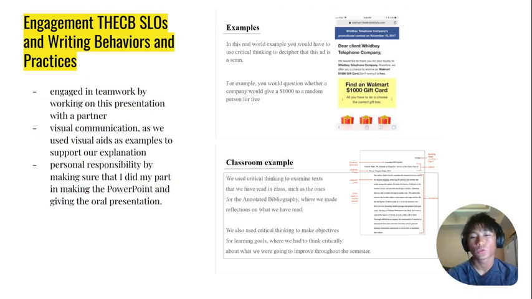Throughout this assignment, we have also engaged in THECB SLOs and writing behaviors and practices, first of all, by engaging in teamwork, by working on this presentation with a partner. I worked on this presentation with my partner, Annabella. We also engaged in visual communication as we use visual aids as examples to support our explanation. On the upper right is an example of how we use a visual aid. Here we use this as an example of how we would use critical thinking to decipher that this is a scam egg.